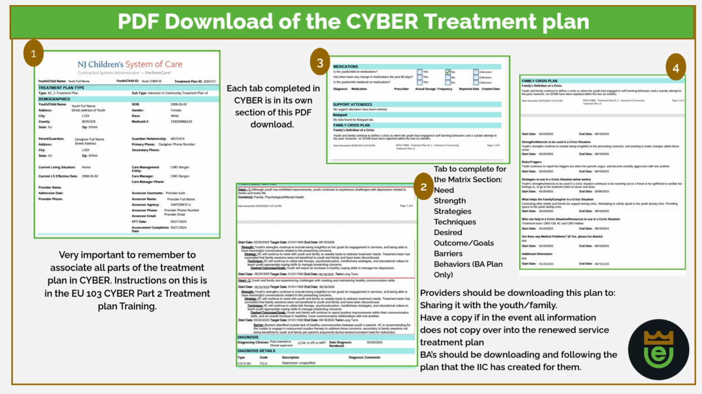Also, behavioral assistants, or BA, should download and adhere to the plan that the Intensive In-Home and Community (IIC) provider has developed for them. It's very important to remember to associate all parts of the treatment plan in Cyber. For guidance, you can refer to the EU103 Cyber Part 2 Treatment Plan Training. Each tab completed in Cyber appears as its own section in the PDF download, which includes need, strength, strategies, techniques, desired outcome, goals, barriers, and behaviors, which is specific to the BA plan.